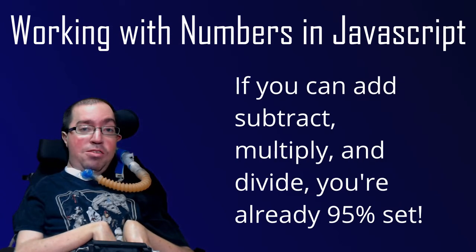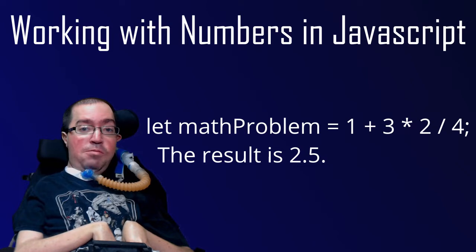Now then, basically, if you know how to add, subtract, multiply, and divide, you already know 95% of what you need to know to make software. It looks basically the same as what you would expect it to as well. For example, let's take the variable math problem equals 1 plus 3 times 2 divided by 4. The result will be 2.5, just like you would get back from a calculator.